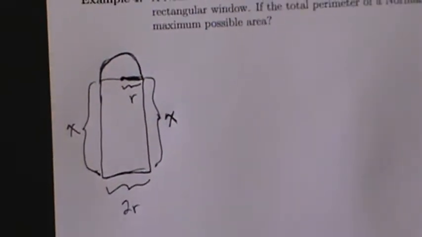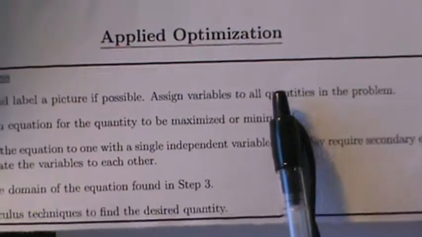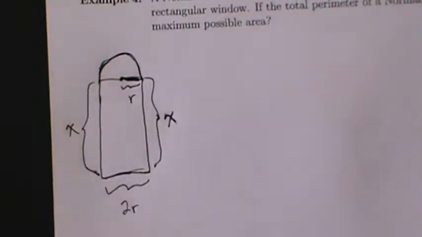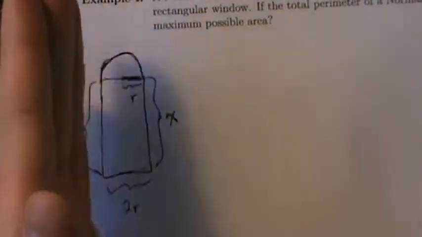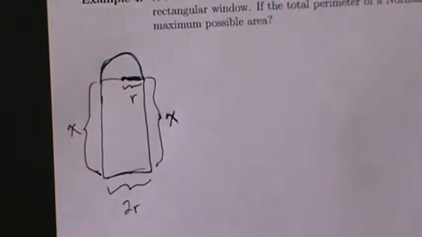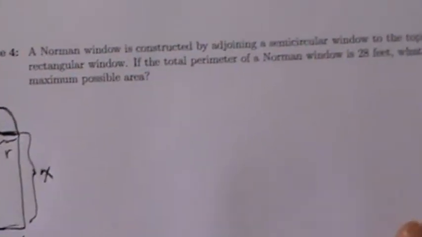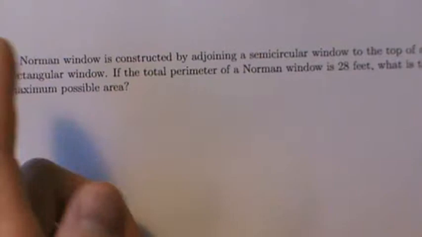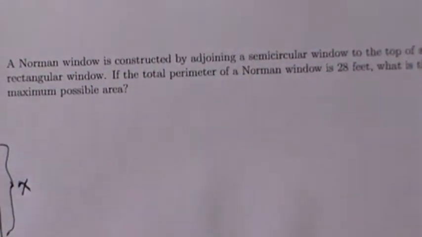Okay, so there's a picture, we just drew it and labeled it. Now we want to assign variables to all quantities in the problem. So we want to write down what those are, but here X could be the length or the width, whatever you want to call it, of the rectangle. R is the radius of the semicircular window here. We already have these labels, so let's not bother to write them down. Okay, so now what else do we have? We have a perimeter, but it's not really a variable. It's a constant 28 feet, so we don't have to assign it any variable.